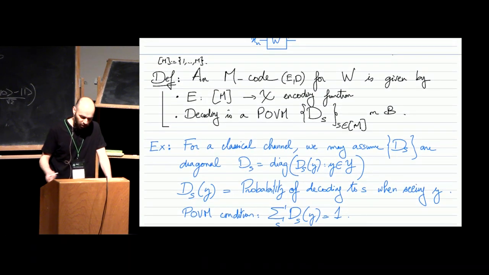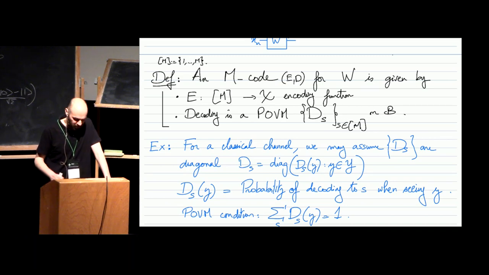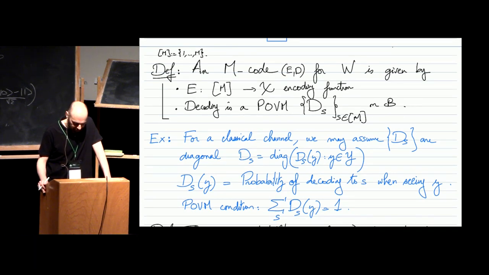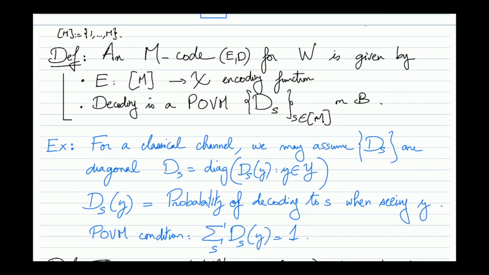So now we want to understand how well we can code. Okay, so let's introduce some basic definitions. Here I introduce some notation. I'll label with this bracket M just the messages, which are distinct labels from 1 to M, of size M. So for example, 1 to M. Okay, so what is a code for this channel W? I have to give you an encoder and a decoder.